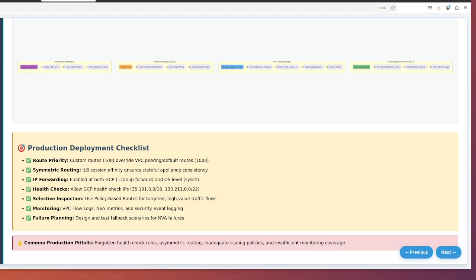IP forwarding must be enabled at both the GCP level, CAN-IP forward, and the operating system level, NET IPv4 IP_forward. Forgetting either one will prevent the NVA from forwarding traffic, even though it can receive it. Performance considerations are crucial for east-west traffic because it's often high volume, low latency communication between application tiers. Use selective inspection with policy-based routes to minimize performance impact on non-critical traffic flows.